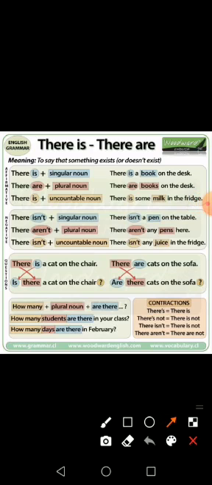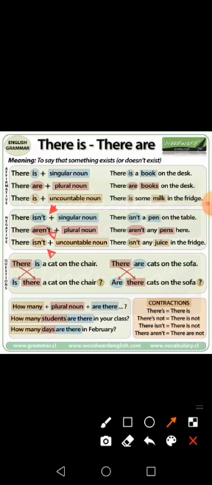Student, this is the affirmative form, the positive form. So how do we use it in the negative form? We add the word not to is and are. There is not, there are not. We add not. There isn't, the same rule.